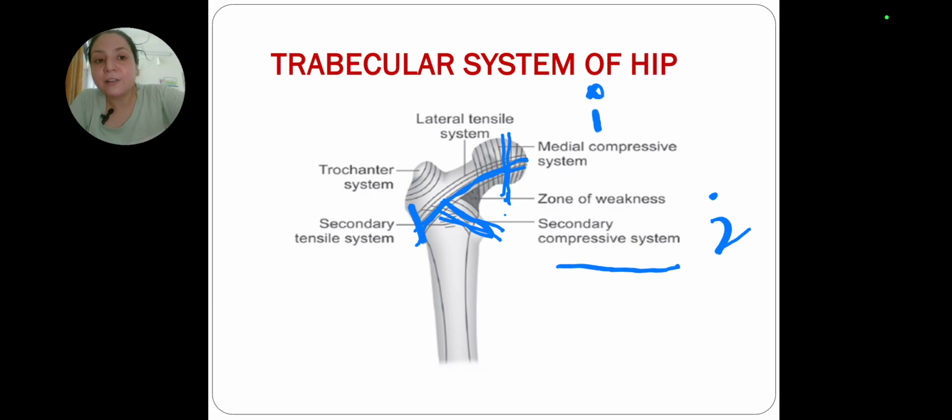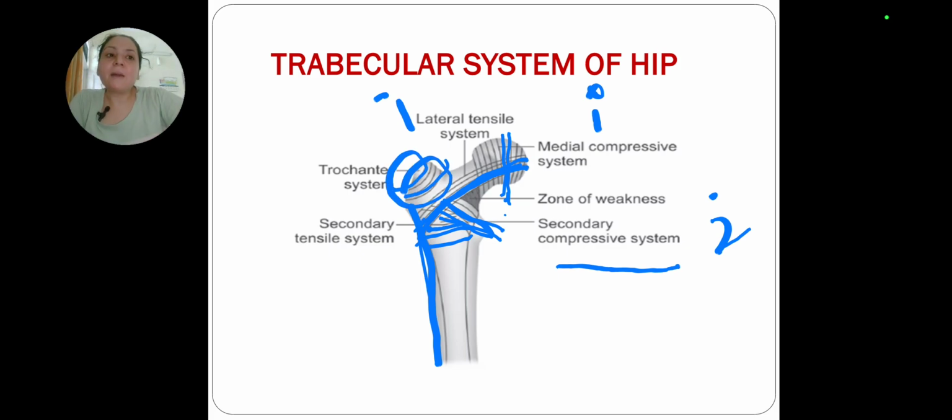That is the lateral surface of the femur, and moving towards the head and the neck, towards the medial side. This is the lateral primary tensile system. There is another fiber, also coming from the lateral side and getting attached to the secondary compressive system. They are almost vertical. And then there is a trochanteric system, which you can see only on the trochanter.